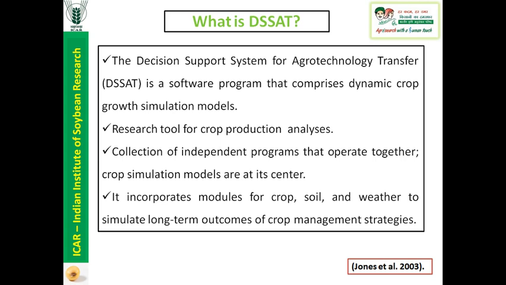DSSAT is a Decision Support System for Agrotechnology Transfer. It is a computer-based software program that comprises different dynamic crop growth simulation models. It is mainly used as a research tool for crop production analysis. It is also a collection of independent programs that operate together, with crop simulation models at its center. It incorporates modules for crop, soil, and weather to simulate long-term outcomes of crop management strategies. So friends, in a nutshell, DSSAT is a collection of independent programs that operate together, and crop simulation models are at its center to simulate long-term outcomes of management strategies.